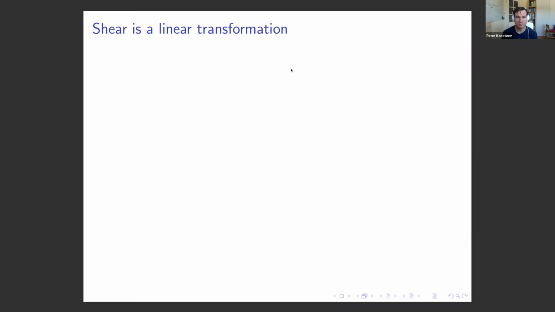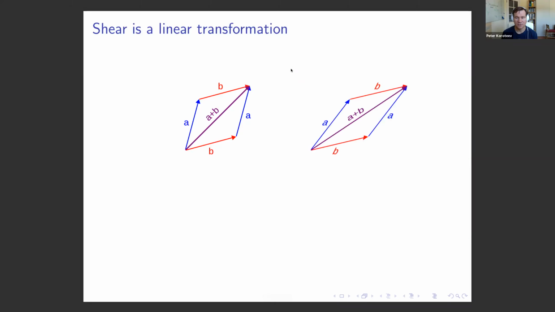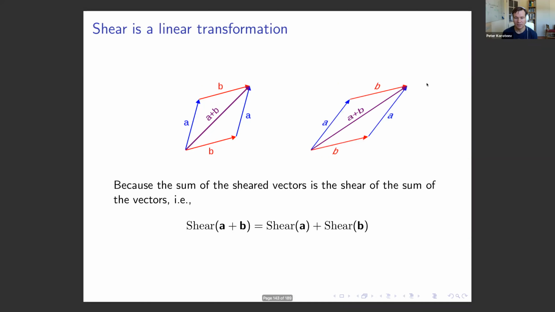Let's talk about shear. Again, take the sum of two vectors, and then shear would stretch them in this horizontal direction like this. And again, you can see that it preserves the sum, right? As you can see from the picture, both vectors and their sum, before and after applying the transformation, stay the same. I mean, the shear of the sum of the vectors is equal to the sum of the shears of vectors A and B.